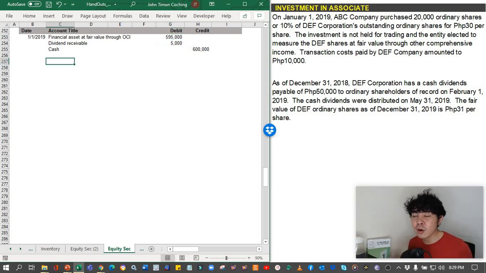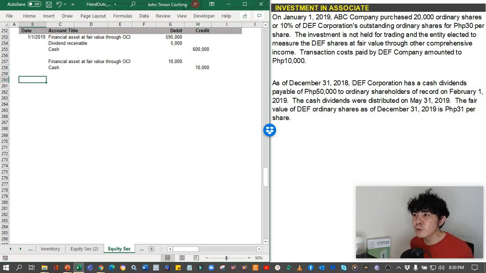Tapos, aside doon, on January 1, 2019, same date, meron din tayong binayad. Ano daw? Transaction cost ng 10,000 pesos. And since ito ay hindi FVPL, so yung transaction cost natin will be recorded as part of the acquisition cost. So, yung 10,000 pesos will be capitalized or added to the cost of the investment. So, debit tayo ng asset account which is financial asset at FVOCI for 10,000 pesos, then credit cash 10,000 pesos.